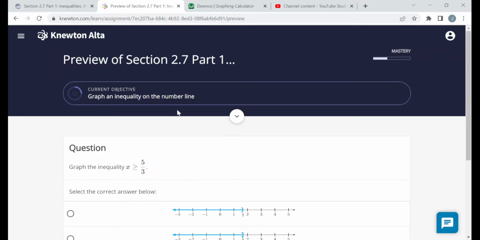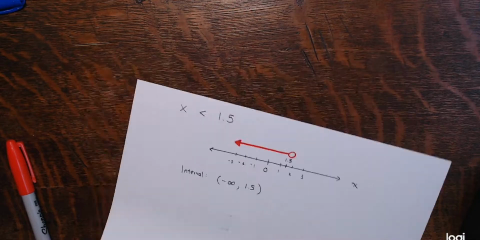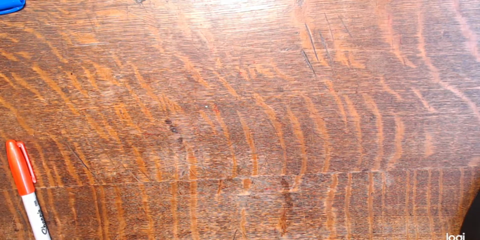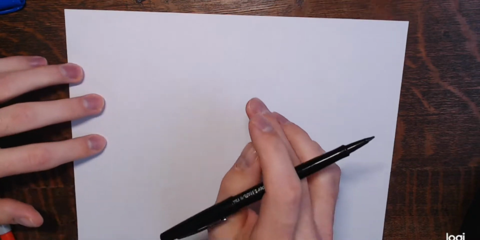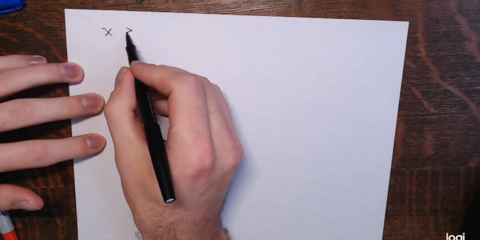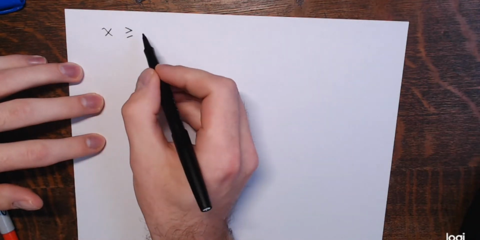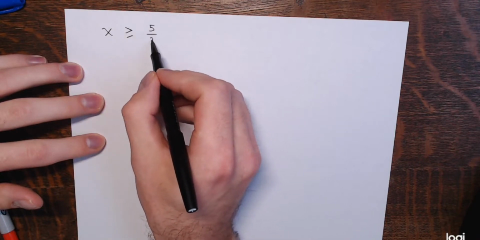All right, so here, another graph. x is greater than or equal to 5/3. So once again, I'll draw this out. And I'll even write the interval notation, just to keep practicing that. No harm in it. So the inequality is x has to be some number greater than or equal to 5/3, right, which is 1 2/3.